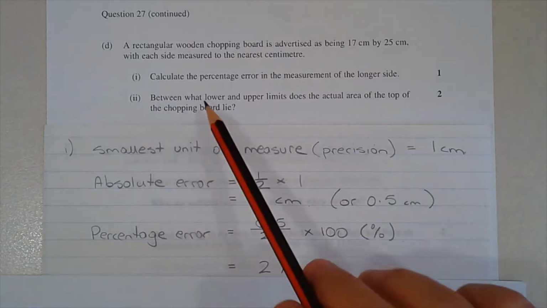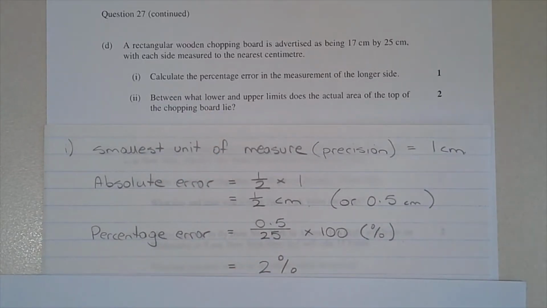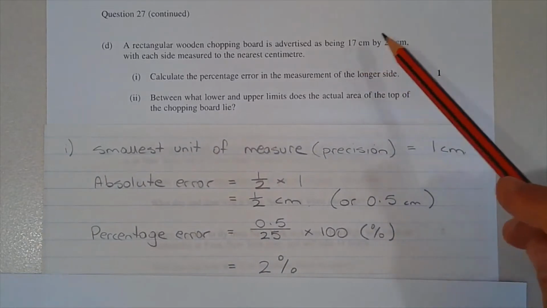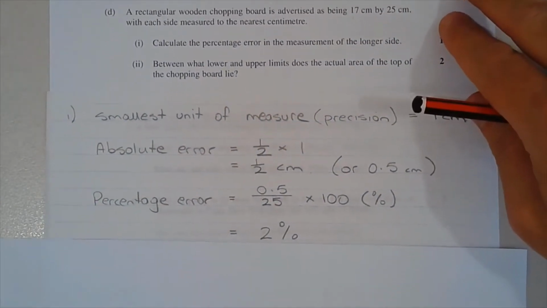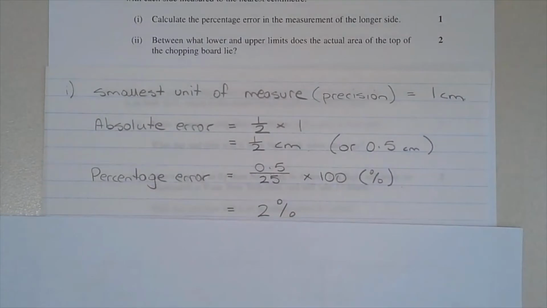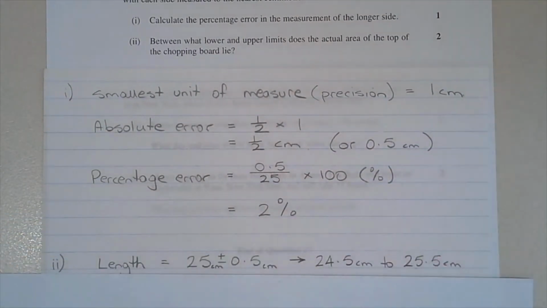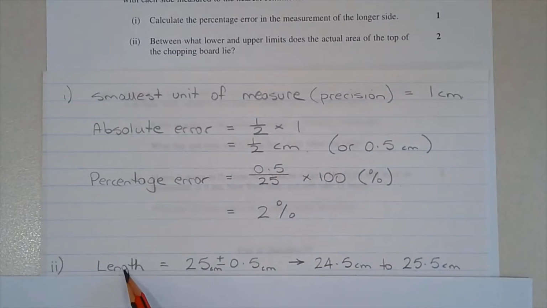So for part 2, between what lower and upper limits does the actual area of the top of the chopping board lie? And to work that out, we need to know the lower and upper limits of both the width and the length. And to work that out, we need to apply the absolute error. So the advertised length is 25 centimetres, but the absolute error is 0.5 centimetres. So what this means is that the actual length, or the length in reality, varies between 24.5 centimetres right up to 25.5 centimetres.